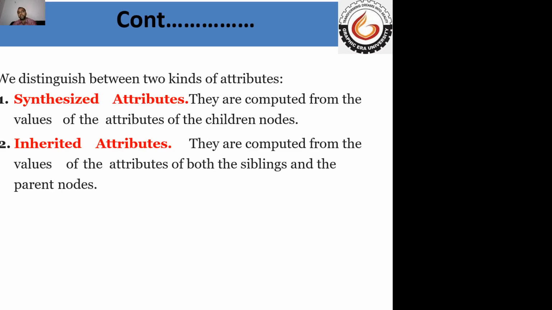So SDD is computed or built in two ways. Number one, synthesized attribute; number two, inherited attribute. Both are different.